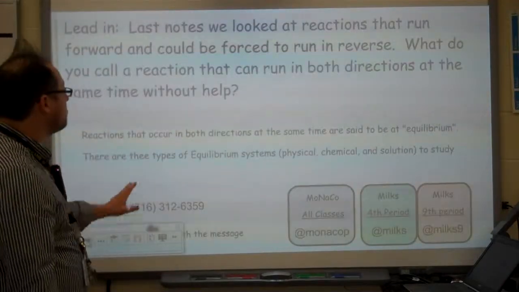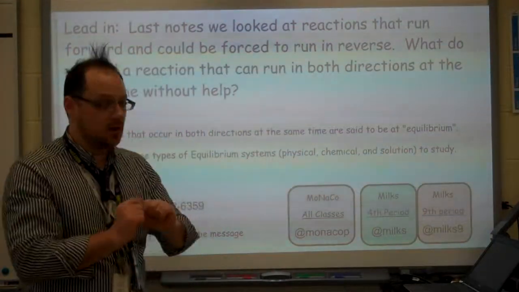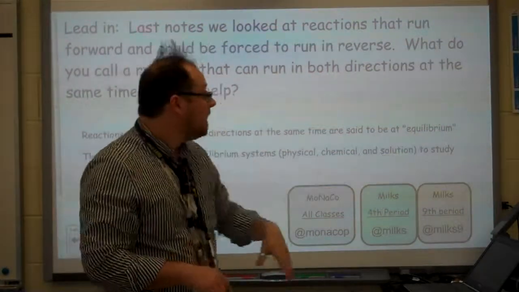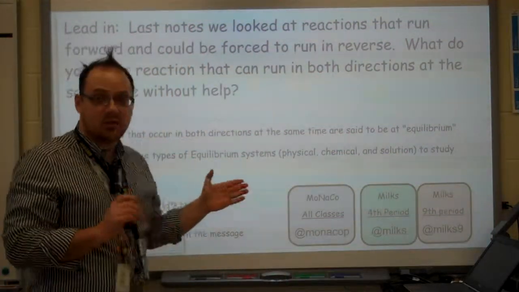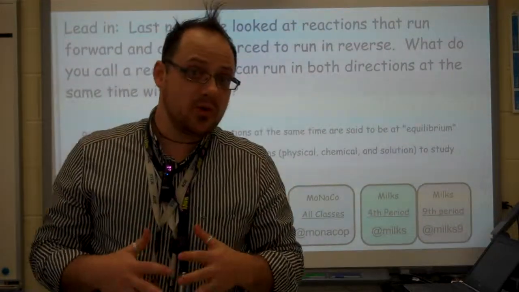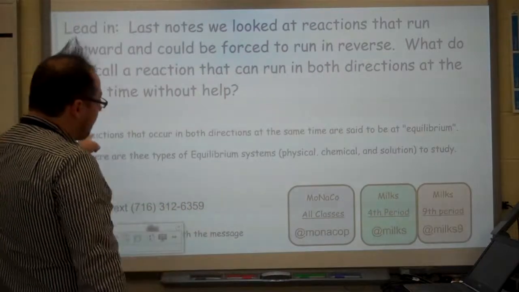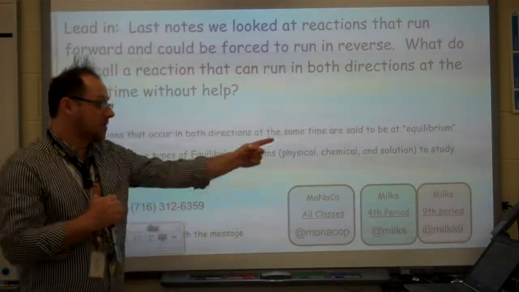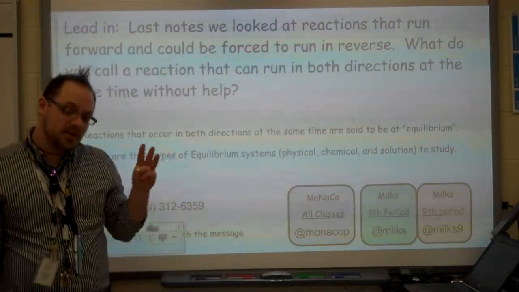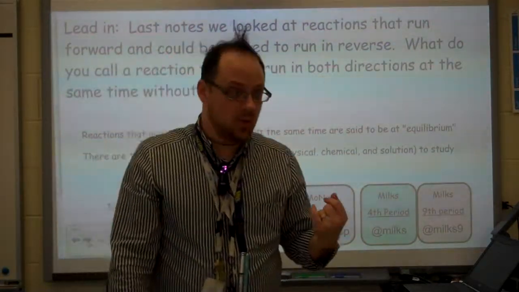So far we've talked about reactions that only go in one direction. So A plus B makes C. Now we're going to talk about reactions that run forward and backwards at the same time. And the special term that we use for that is called an equilibrium. So reactions that occur in both directions at the same time are in equilibrium, and there are three types of systems: physical, chemical, and solution, that can establish an equilibrium.